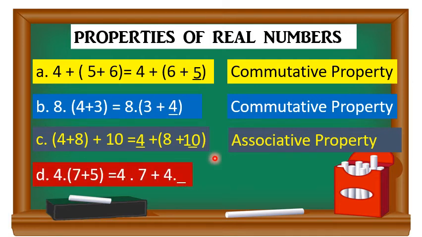Letter D. 4 times quantity 7 plus 5 equals 4 times 7 plus 4 times what? What is the missing term here? It is 5. So what have you observed? In the first expression, naka-quantity si 7 plus 5. And then in the second expression, na-multiply na sila tanan ni 4. Ang naka-quantity numbered, i-multiply na to sila sa 4. So what do you call this property?